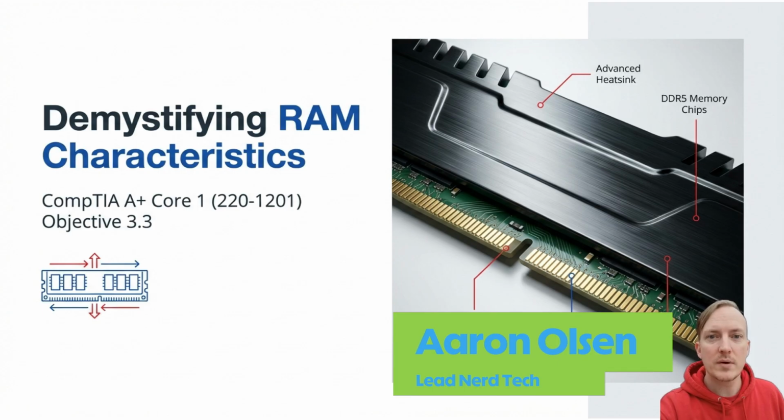We have built our physical networks and connected our machines, but today we are looking at the brain of the computer. We are tackling CompTIA A+ Core 1 Objective 3.3, Demystifying RAM Characteristics. Today, we are going to learn how a system actually juggles the massive amounts of data flowing through it and how to select the perfect memory for any scenario.